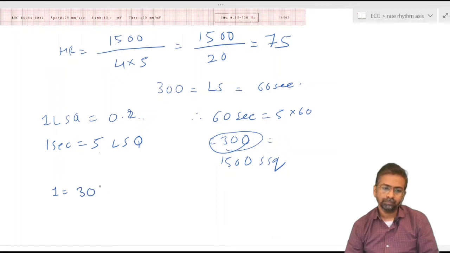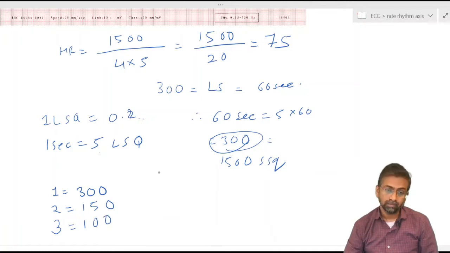what will be the heart rate? 300. Okay, 300 by 1. When there are two large squares between two RR, what will be the heart rate? 150. Okay, 300 by 2. When there are three large squares between two RR, what will be the heart rate? It will be 100. Okay, 300 by 3. When there are four large squares, the heart rate will be 75. When there are five large squares, the heart rate will be 60.